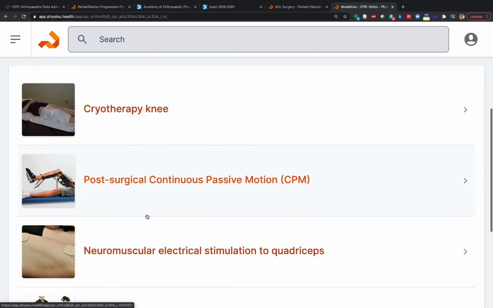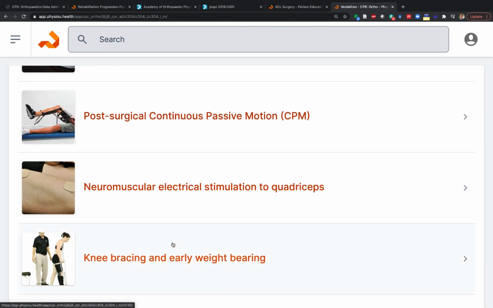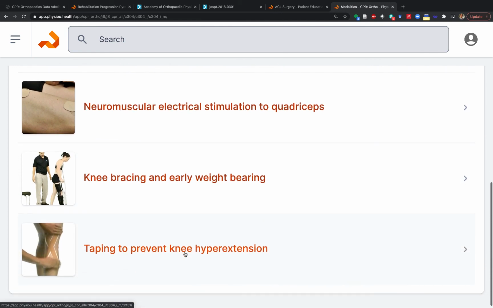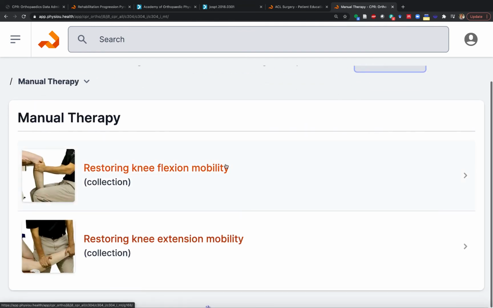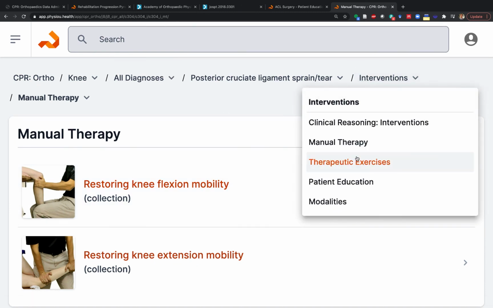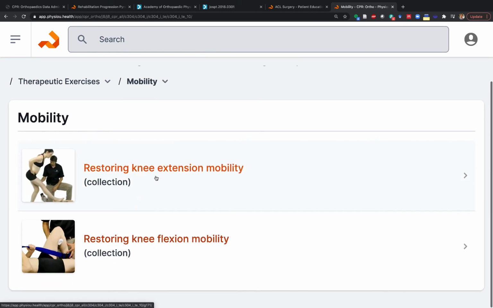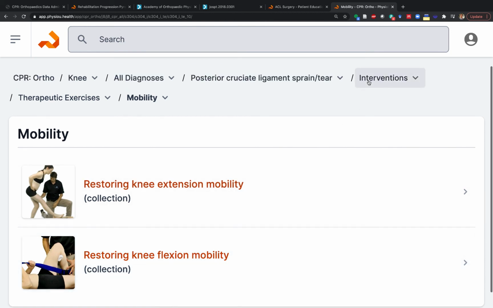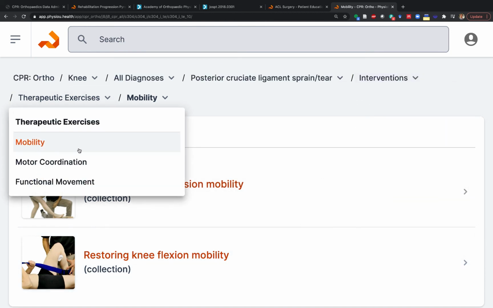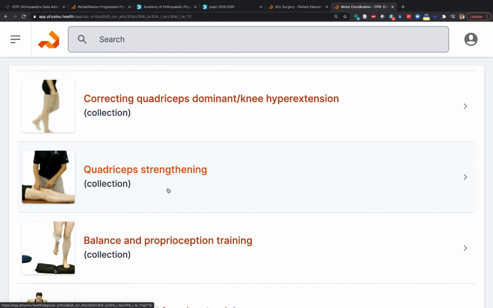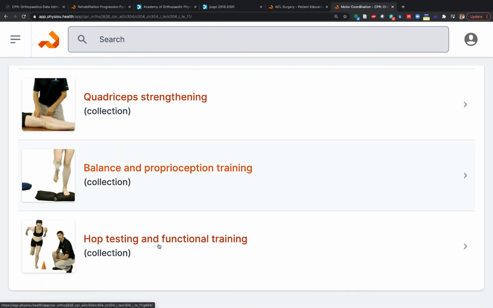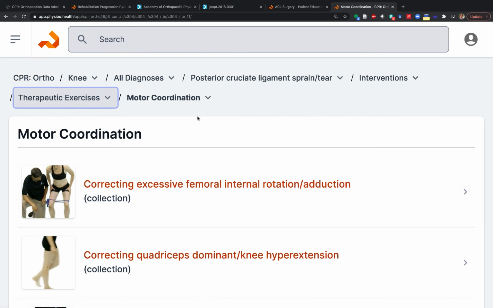First, reduce pain and swelling, brace it, give that tissue some time to rest and protect it. Then restore mobility: manual therapy, and give them exercises that help to restore the mobility. And then eventually, I need to work on motor coordination, change their movement faults, work on strengthening their quads, balance and proprioception training, hop testing and functional training. Eventually, you're just marching your way up the pyramid. Okay, so that is posterior cruciate ligament.